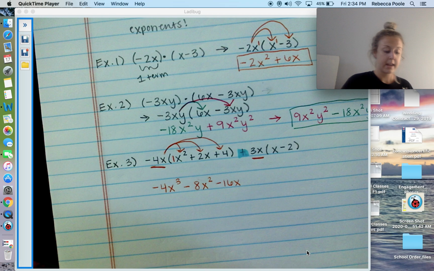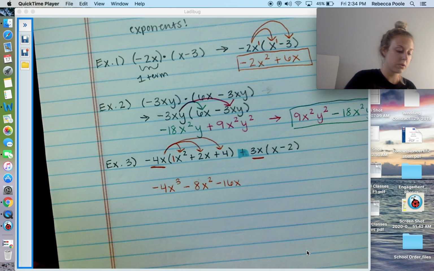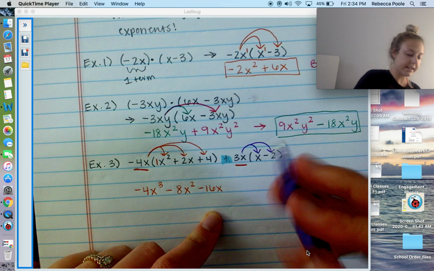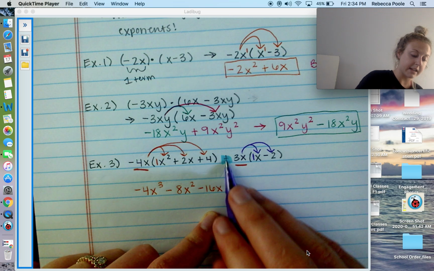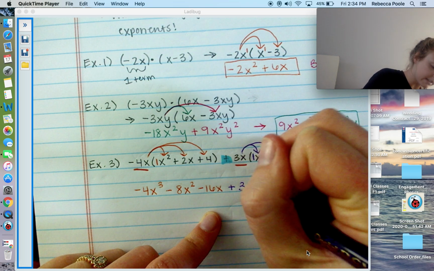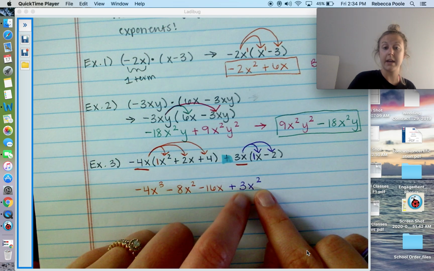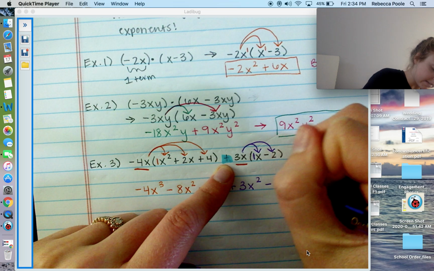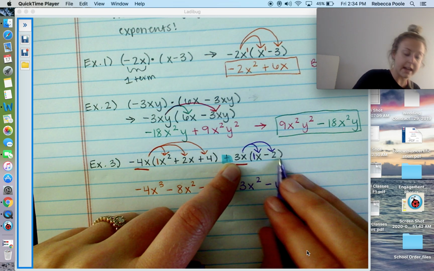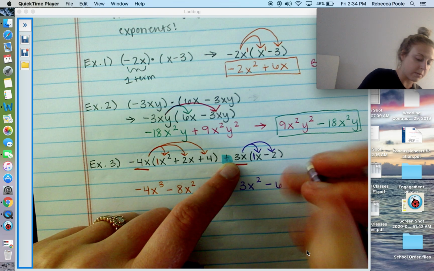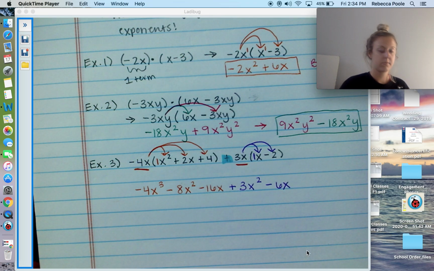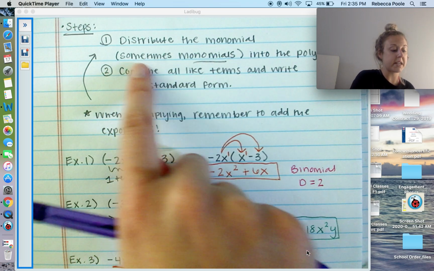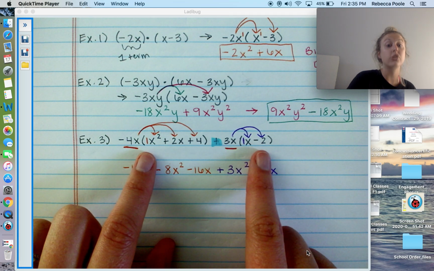All right? Now, I can also distribute this 3x. So 3x times an understood 1x, and it's positive, is going to give me positive 3x squared because there's two x's now, okay? Positive 3 times negative 2 gives me negative 6. And for this 2, it doesn't have an x. So we're just left with this one that we started with. All right, so you just distributed your monomials. This is why we said sometimes monomials, because this one actually had 2, okay?